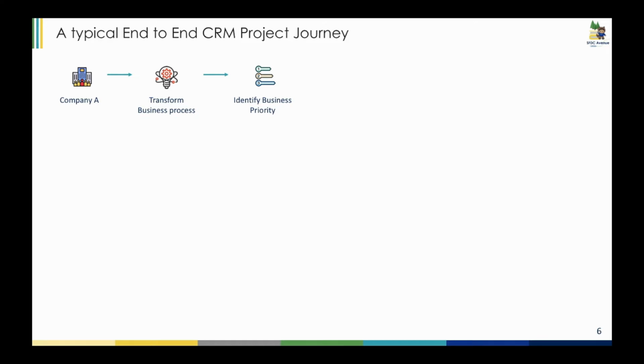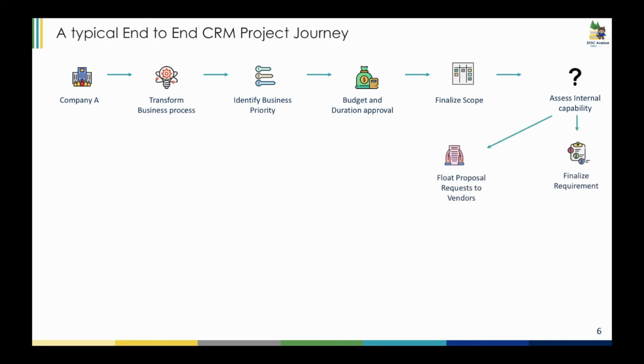So for all those business processes, the company will identify key business processes that need to be transformed, and they will seek budget approval and duration approval from the business sponsor. Once that is done, they will finalize the scope, and they will see if that can be implemented in-house. So they will assess the internal capability, and suppose that can be developed in-house, the next logical step will be to finalize the requirements and kick off the implementation cycle.